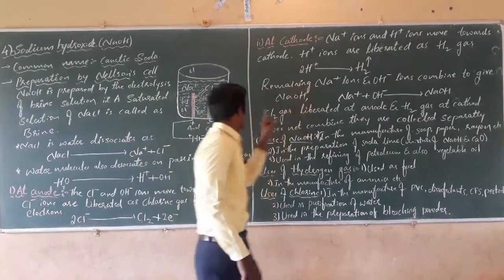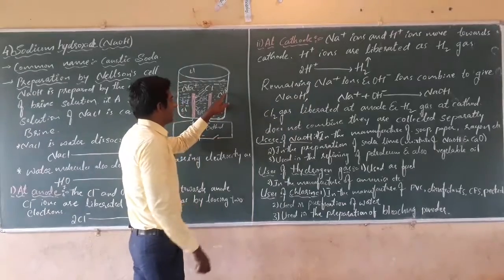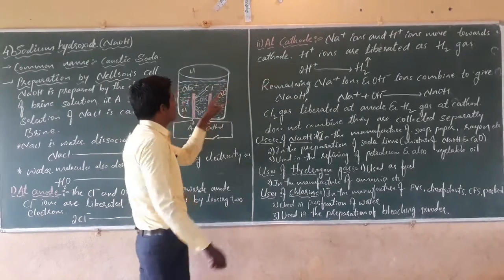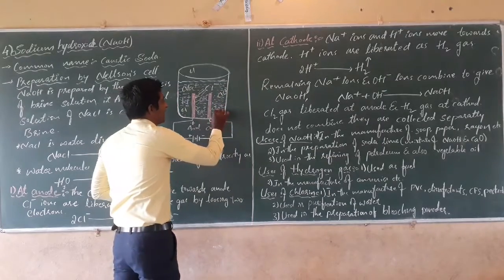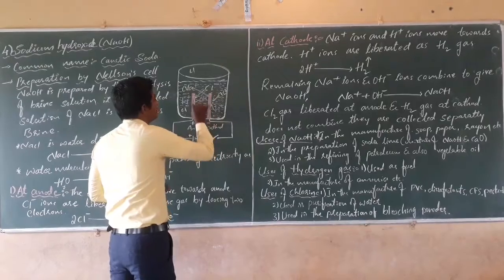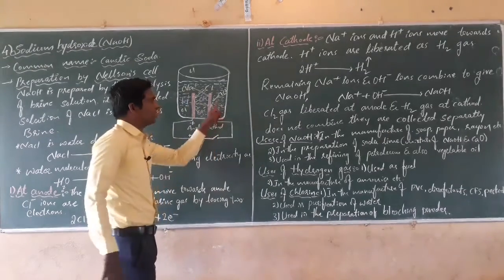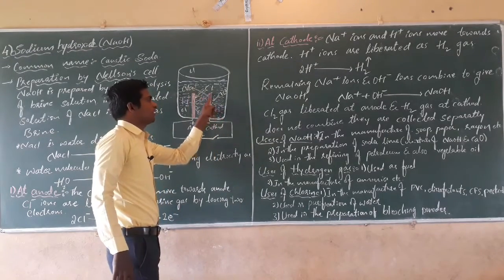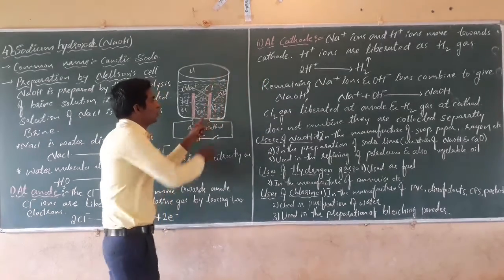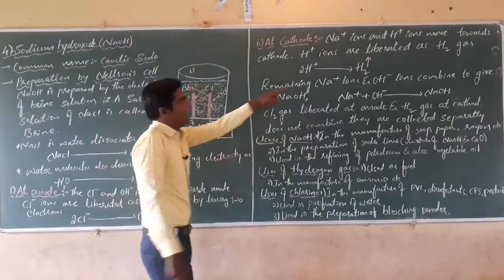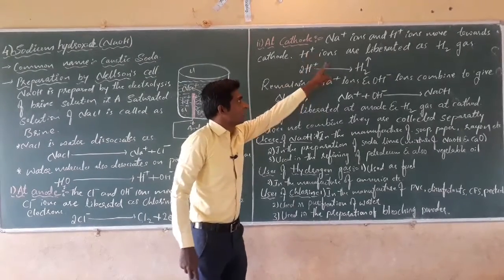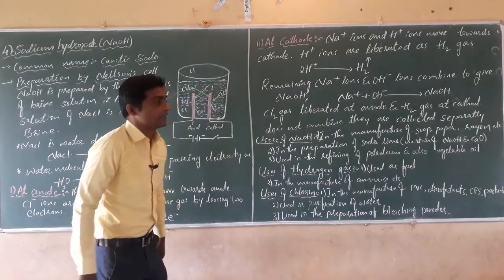Sodium ions, that is Na+ sodium ions and hydrogen ion, H+. The sodium ion and the H+ ion move towards the cathode. Na+ and H+ ions move towards the cathode. And next, see here what happens? Na+ ions are liberated as sodium gas.